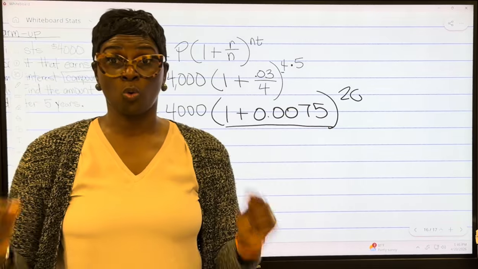Let me show you what I'm talking about. If I put A equals 4,000 times 1.0075 to the 20th power, is this number equal to 1, greater than 1, or less than 1? Greater. So is that growth or decay? Growth. I don't care how many zeros are up here. If this number ends up being bigger than 1, it is growth.